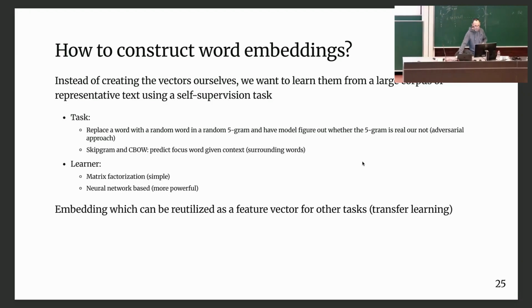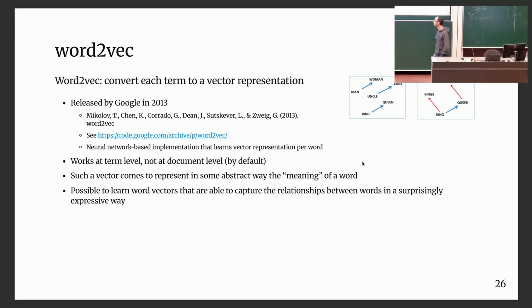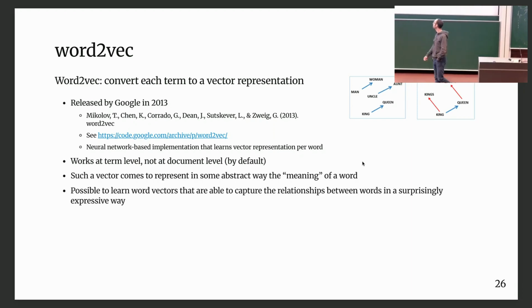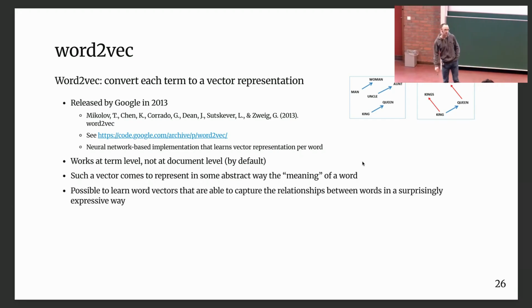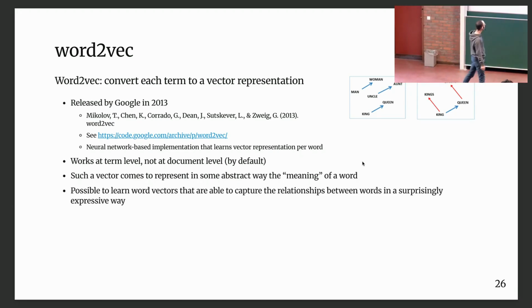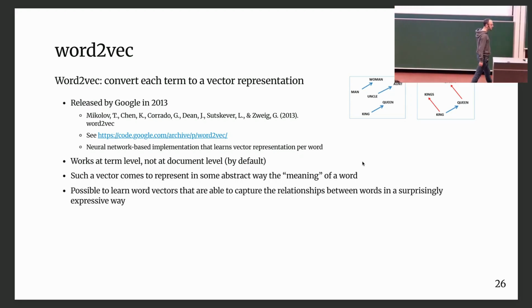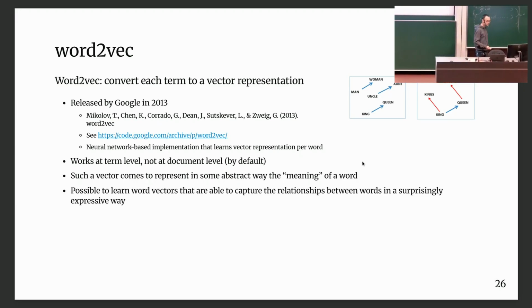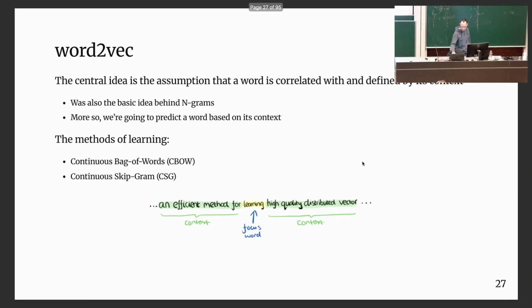The end idea is then that we will also be able to utilize these vectors for other tasks as well. But let's first take a look at how Word2Vec works. It's already a very old technique, 2013. So we are at the early stages of neural network-based approaches for text mining, let's say, or for representation learning. By default, it works at a term level, so for words, not at the whole document level yet. So we get a vector for each word. And we hope that it comes to represent in some way, like we said, a meaning of a word in that embedding space so that we can capture relationships between words in an expressive manner.